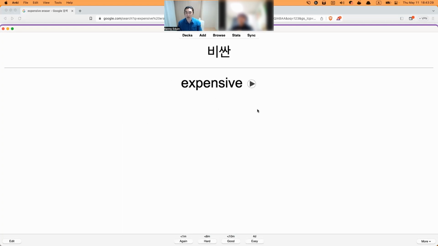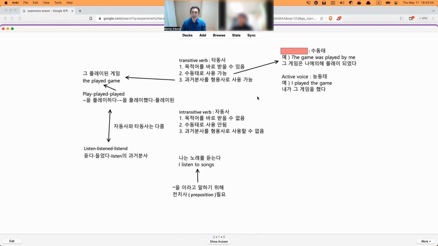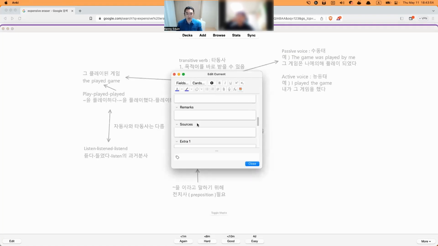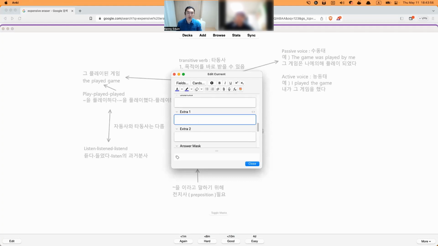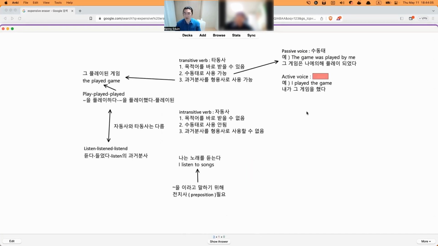Expensive. Very good. Expensive. Eraser. And this one, what is it called? What's the name? I don't know, I'm sorry. It's okay. Don't say sorry. It's fine. It's passive voice. I'll just record this one here. Passive voice. 능동태. Yeah.